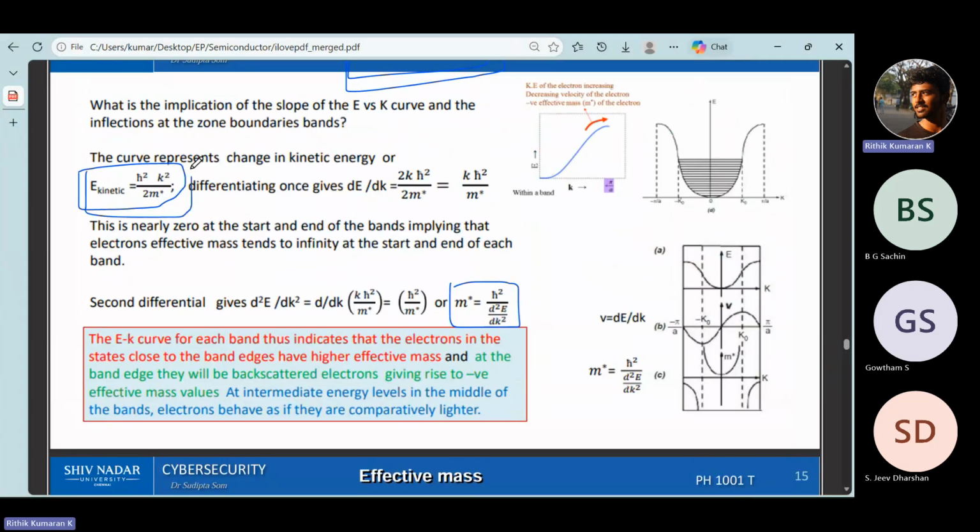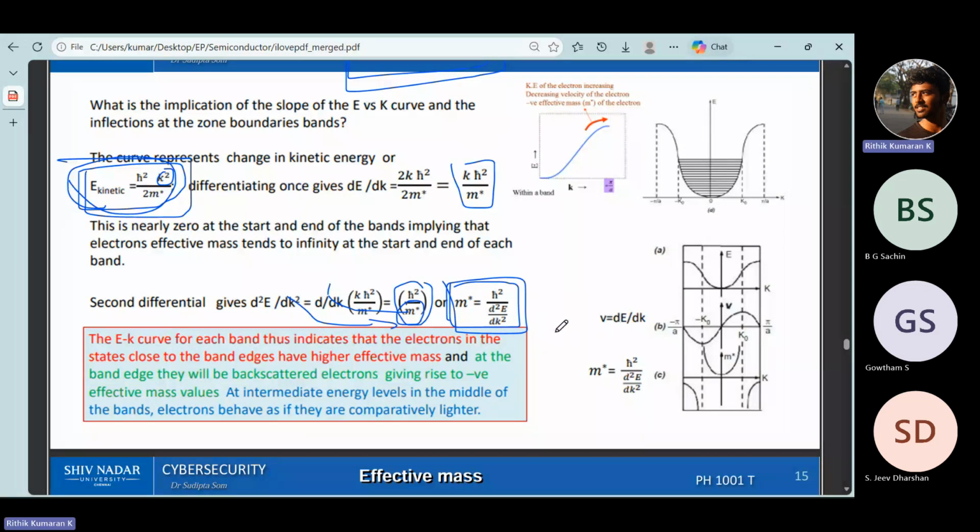Just take the kinetic energy equation, h bar squared k squared by 2m star. Differentiate this term with respect to k. You will end up with this term. Then double differentiate it with respect to k. So what you will get is h squared by m star. You need this effective mass, right? So bring this differential term down. You will end up with this beautiful equation for effective mass.